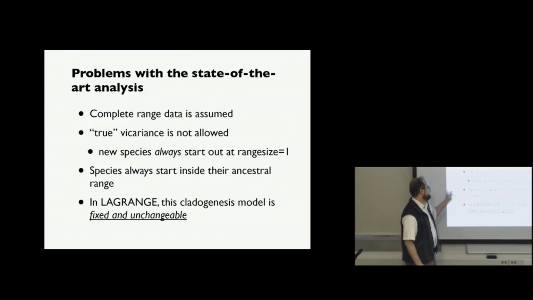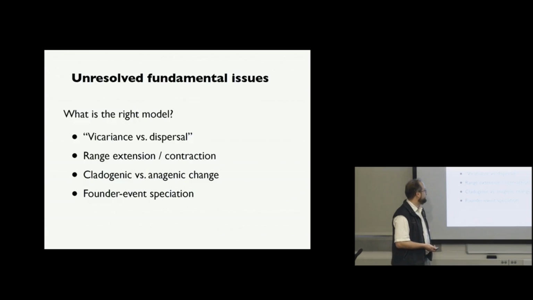Lagrange at least doesn't allow true vicariance. You're always assuming you sort of know the current ranges. You don't actually always, but that's a different issue than what we're dealing with now. You're assuming species always start inside their ancestral ranges. And this model that we're using is fixed and unchangeable. No matter what system you use, you're kind of stuck with that cladogenesis model. So we'd like to know what the right model is.